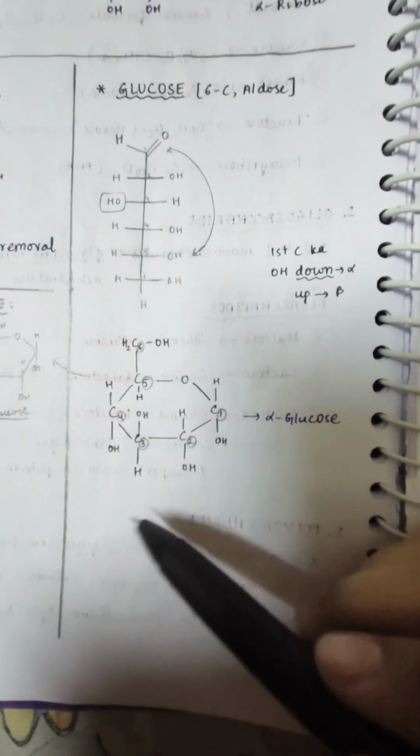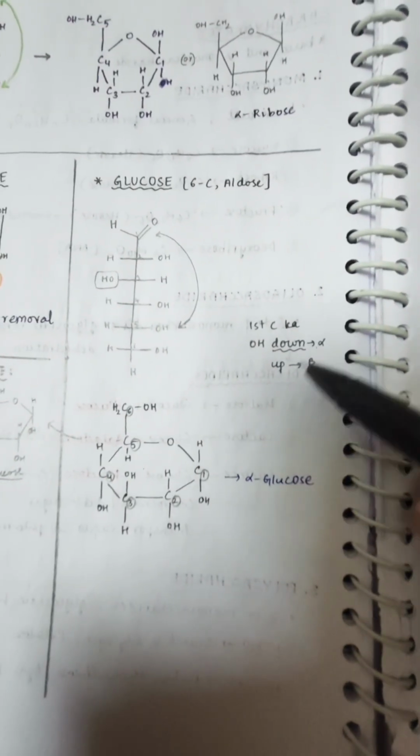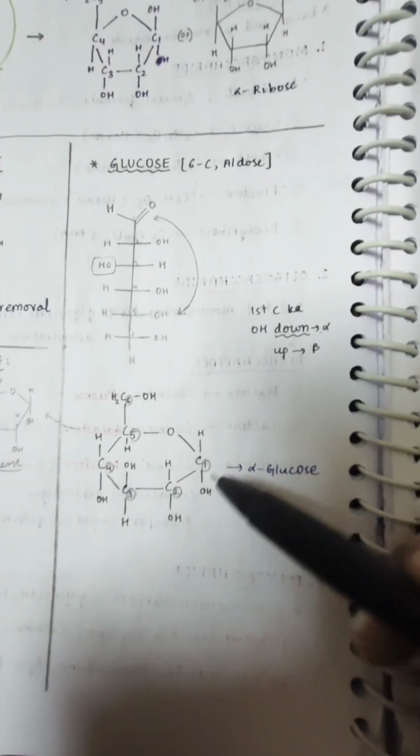At the 3rd carbon your OH just flips. Here you see at the 3rd carbon OH just flips. First carbon's OH down means alpha, up means beta. First carbon's OH down means alpha, up means beta. That's it. Now you see this.